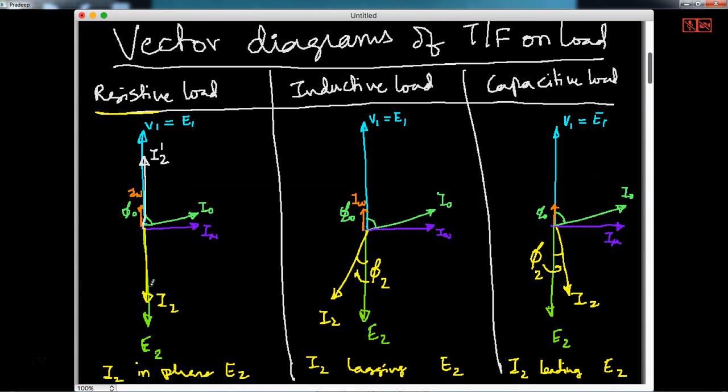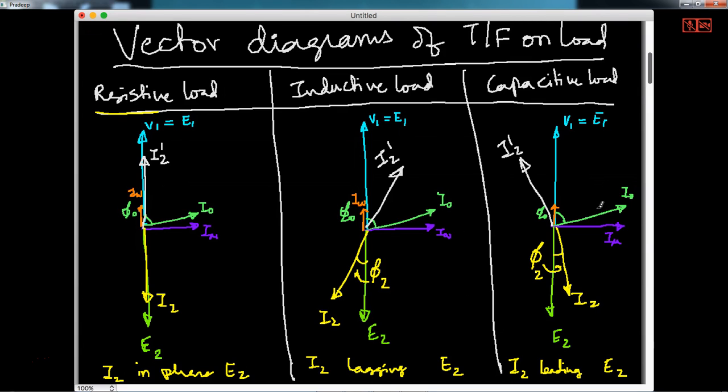And the angle of I2 dash is exactly 180 degrees opposite to I2. I2 and I2 dash are exactly 180 degrees opposite. Similarly here, this is 180 degrees from here, and I draw this one as I2 dash. Similarly here also I2 dash is 180 degrees opposite, and here I'll get I2 dash.